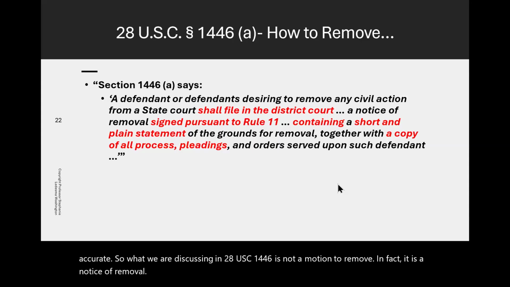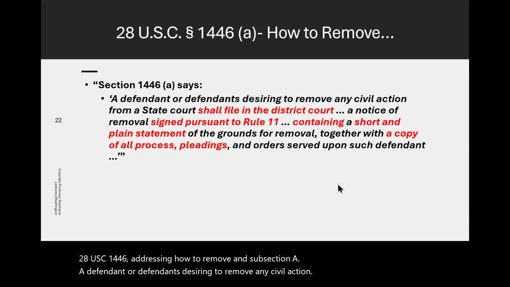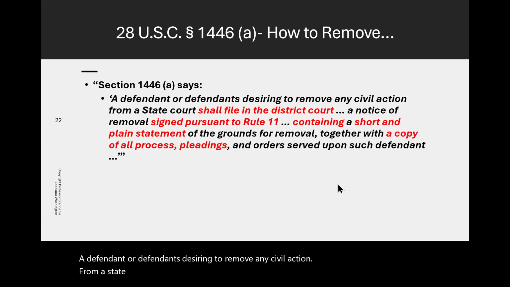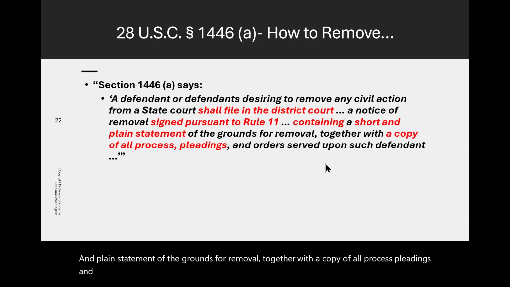Let's look at the actual statute. 28 U.S.C. 1446 addressing how to remove in subsection A. A defendant or defendants desiring to remove any civil action from a state court shall file in the district court a notice of removal signed pursuant Rule 11, containing a short and plain statement of the grounds for removal, together with a copy of all process, pleadings, and orders served upon each defendant.